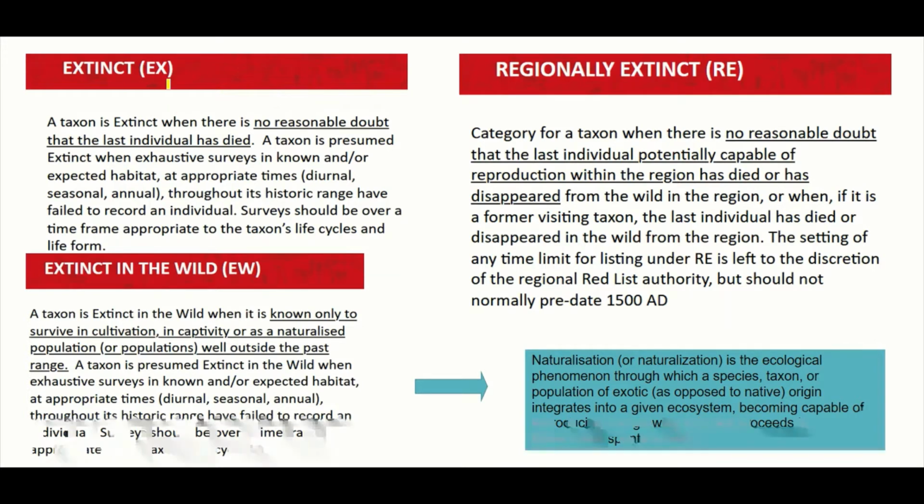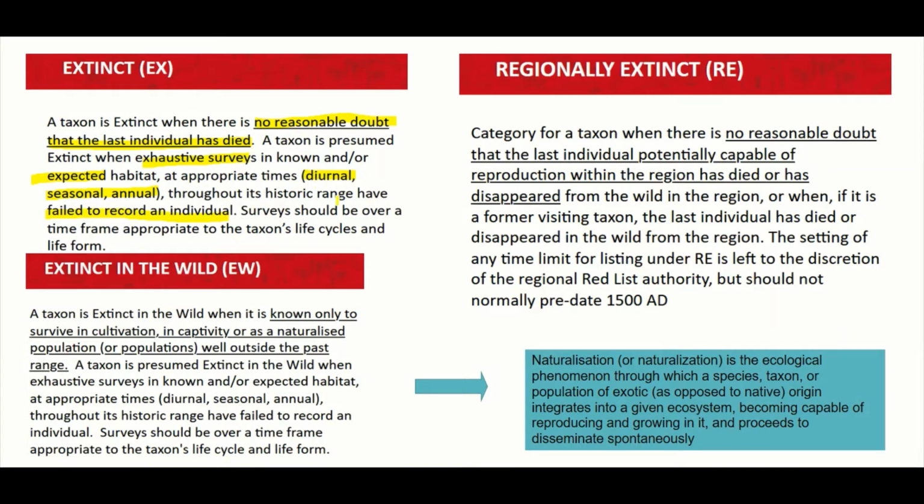Now, when we say extinct, EX, a taxon is extinct when there is no reasonable doubt that the last individual has died. A taxon is presumed extinct when exhaustive surveys in known and or expected habitats, those that we knew or that we expect such taxons or species to exist in, at appropriate times, that is considering the seasons for those particular animals, diurnal, seasonal, annual, throughout its historic range, have failed to record an individual.